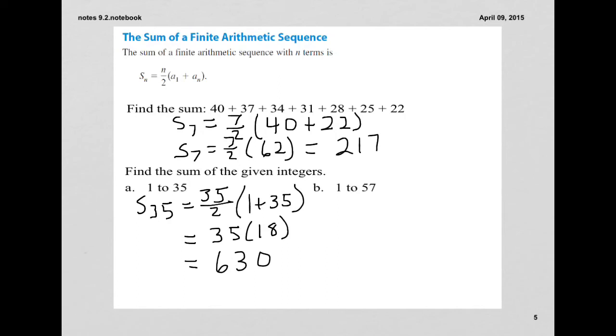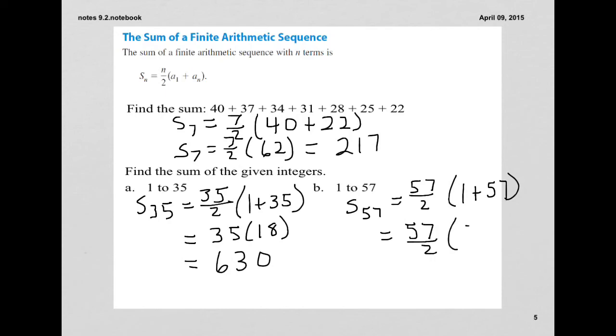Okay, let's try one more. We're going from 1 to 57, so that's S of 57, equal to 57 over 2, which is 1 plus 57, and that's going to be equal to 57 over 2 times 58, which is going to be equal to 1,653.